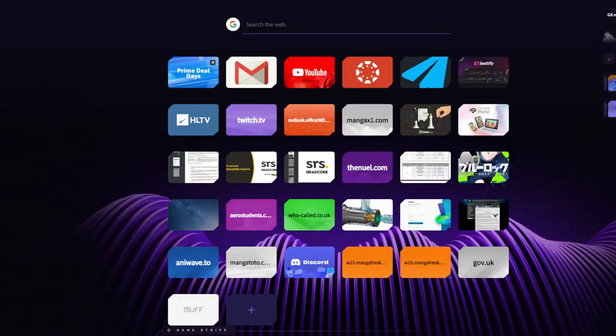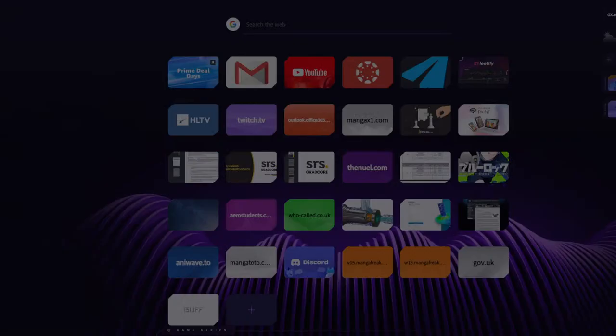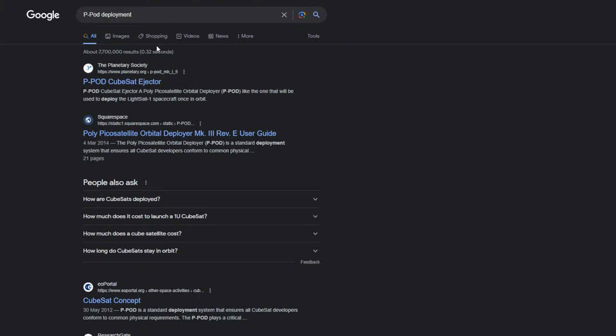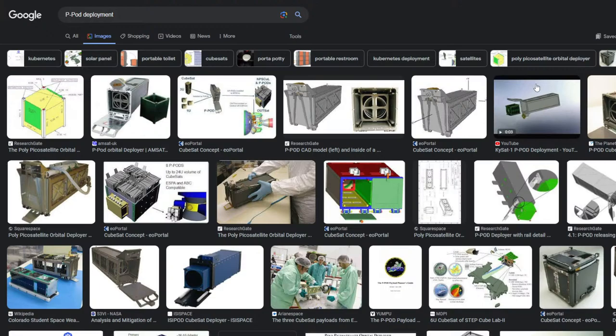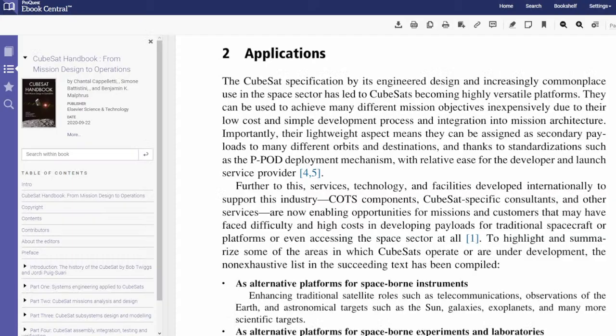P-pod deployment. What's P-pod deployment? Poly-Pico satellite orbital deployer. Like the one that was in images. I see. I think it just launches it out from, well, like a pea pod. When you squeeze on it. Further to the services technology.